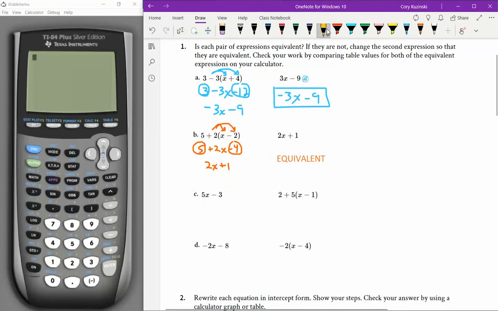So I think on this one, we probably want to take the second one and simplify it. So let's make it 2 plus 5x minus 5. That's what you get when you distribute here, and then combine like terms. 2 and negative 5 makes negative 3, and you still have the 5x. So those are equivalent, aren't they?